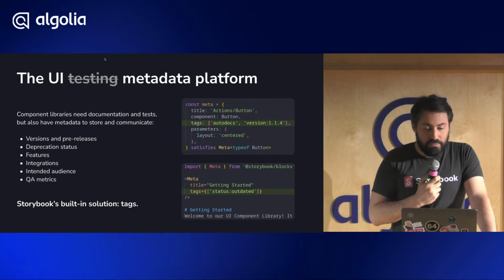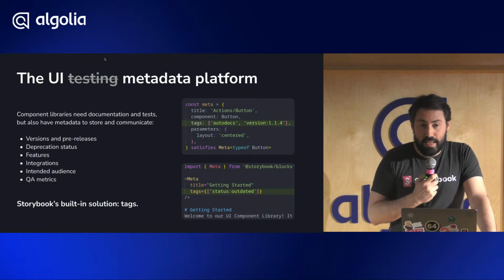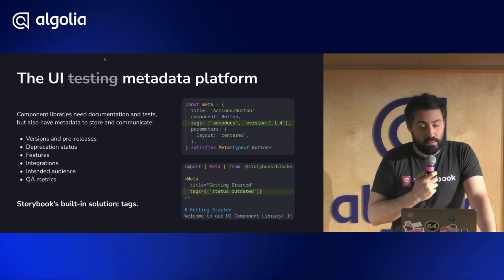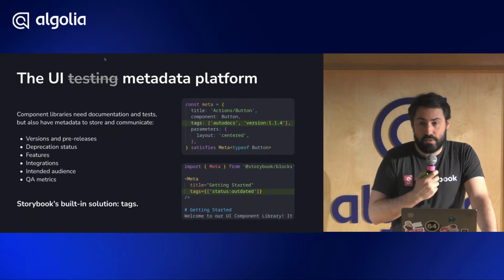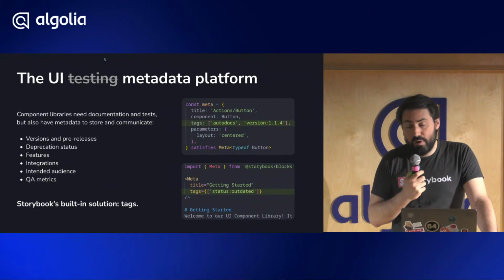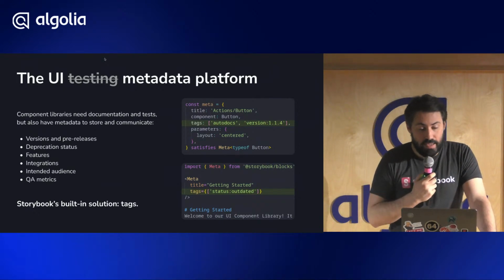And you might be wondering first, why do we have metadata in the library? And there's a lot of it, actually. You don't necessarily realize it at the first glance, but we all have a lot of it. So versioning, the way that you version your components, the way that you define that something is new, that something is experimental, that something is outdated or deprecated.